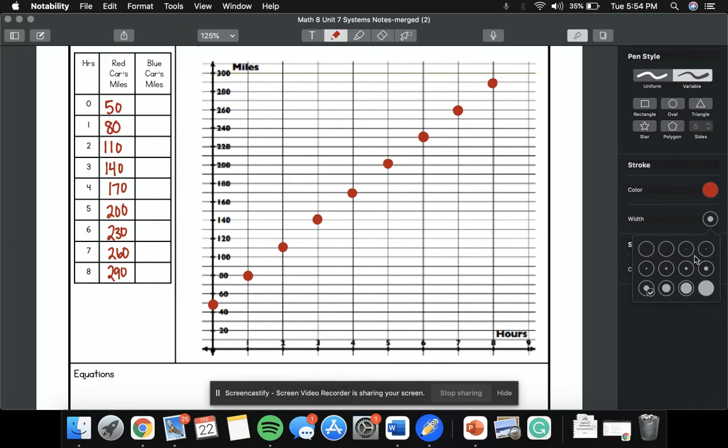The last thing I am going to do is connect all the dots with the straightest line that I can, just to say that this is continuous, and I'll put a little arrow at the end because he's still driving. We don't know where LA exactly is.